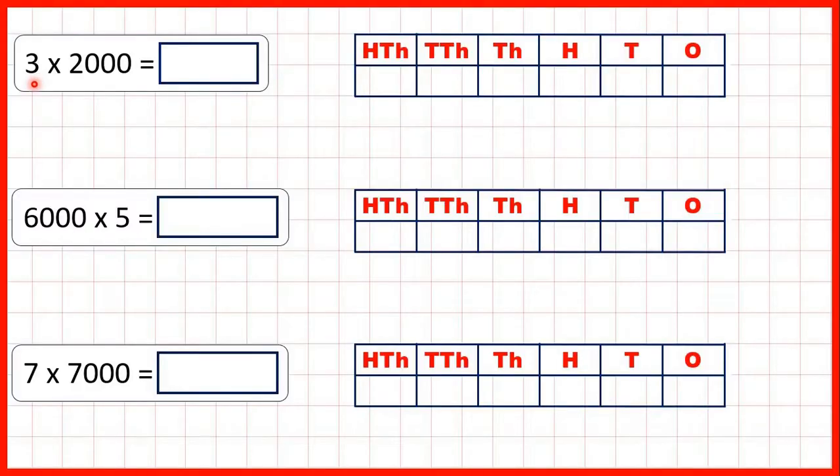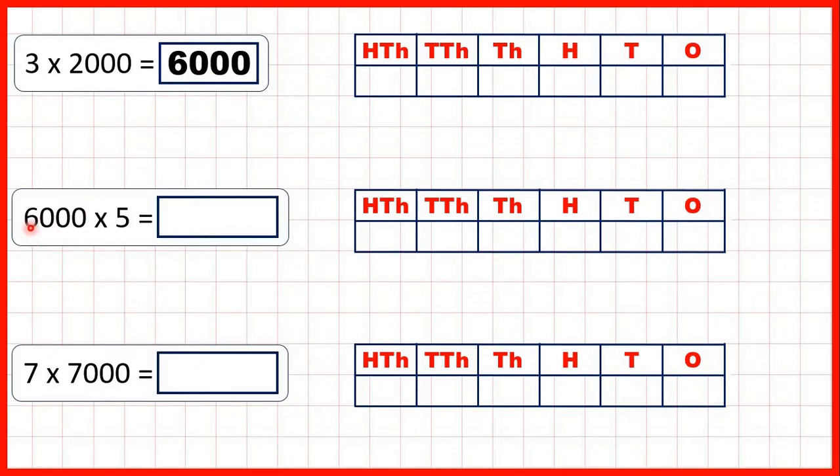Now for these questions, we need to multiply a single digit number by a multiple of 1,000. First, we have 3 times 2,000. That's 6,000, because 3 times 2 is 6, and then if we have 3 end zeros in a multiplication question, we need 3 end zeros in our answer.